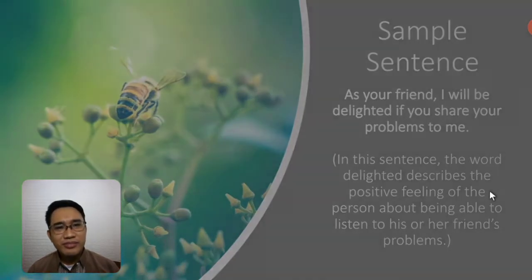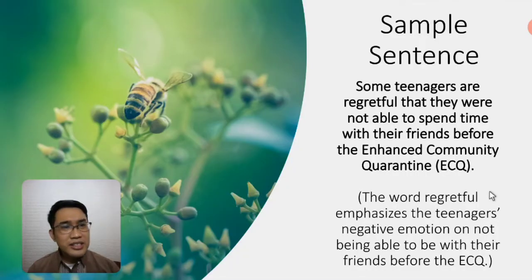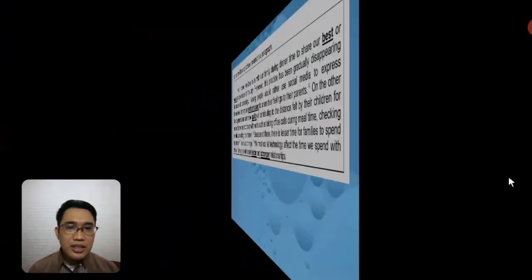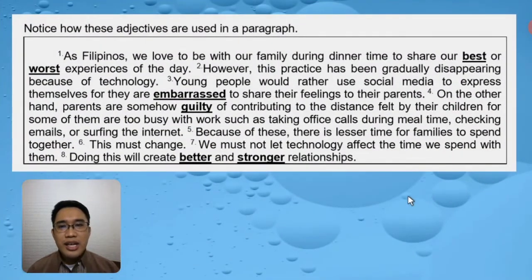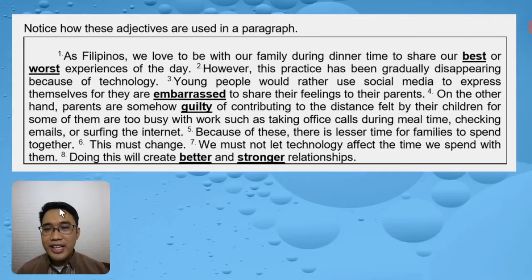Next, sample sentence. Some teenagers are regretful that they were not able to spend time with their friends before the enhanced community quarantine. Our adjective here is regretful, and it helps us to show the emotion. But unlike the adjective earlier, which is delighted, that has a positive effect, regretful has somehow a negative connotation.